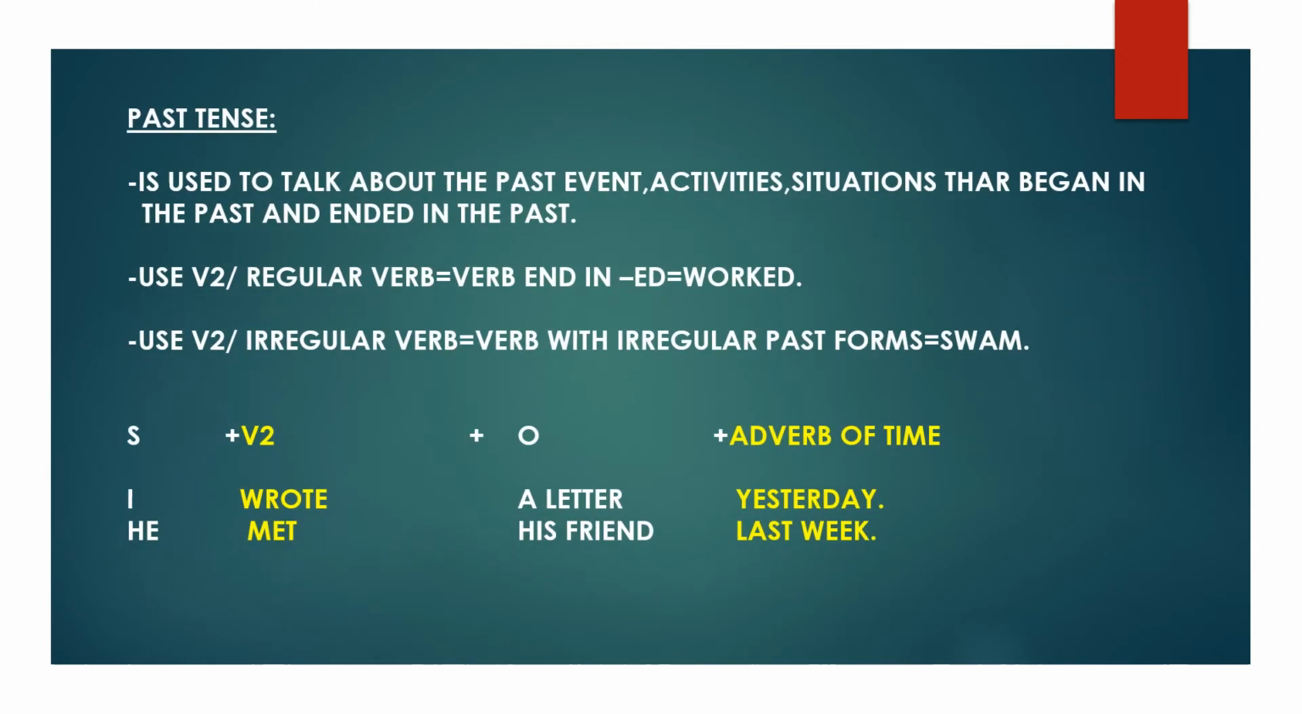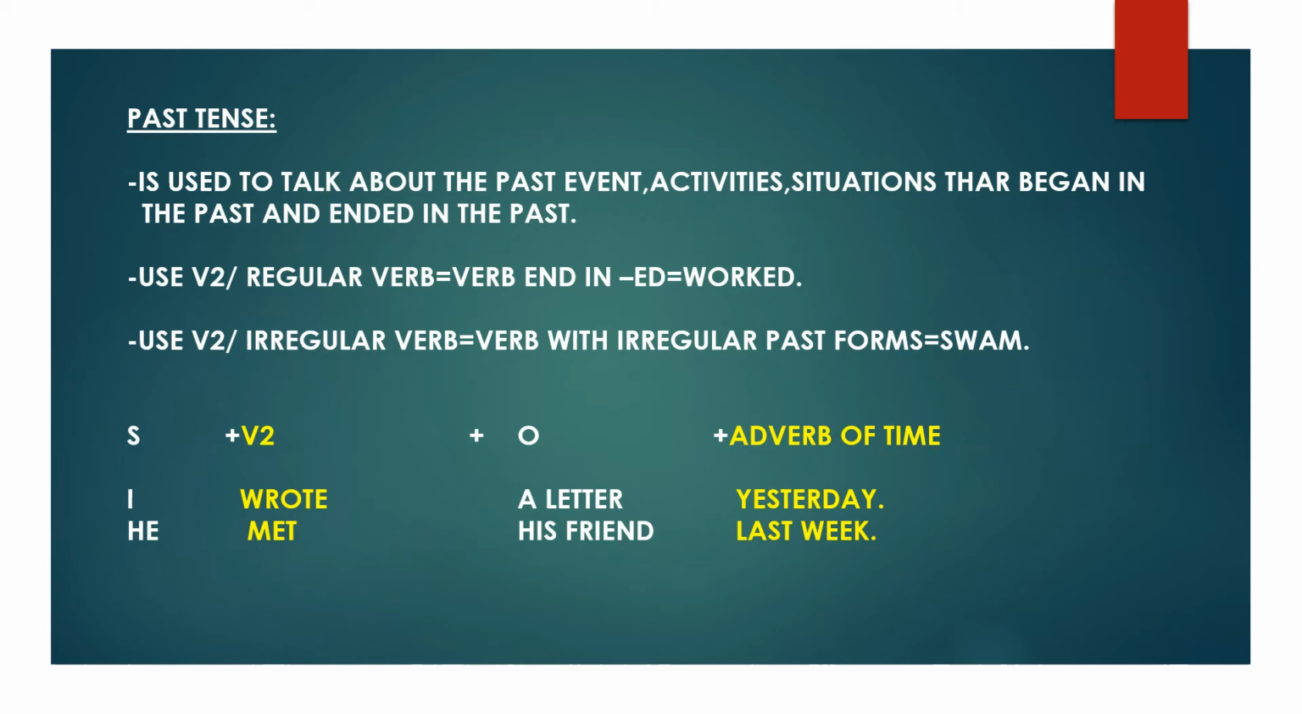Past tense is also used to talk about a past event or activity or situation that began in the past and ended in the past. So it was a completed action. It also uses verb 2, regular verbs that end in ed, and also irregular verbs. For example, swim, swam.